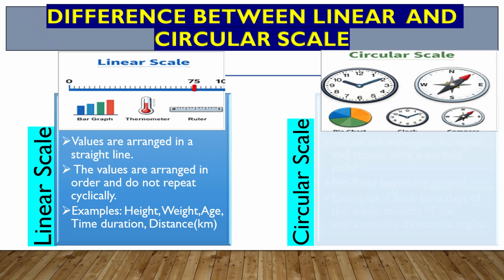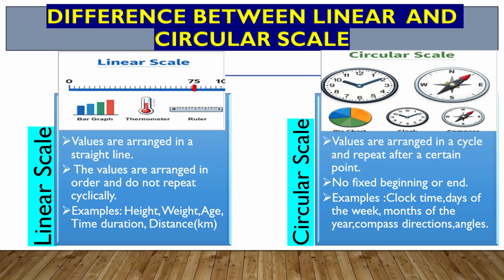In circular scale, values are arranged in a cycle and repeat after a certain point. There is no fixed beginning or end to it. Examples such as clock time, days of the week, months of the year, compass directions, angles, etc.